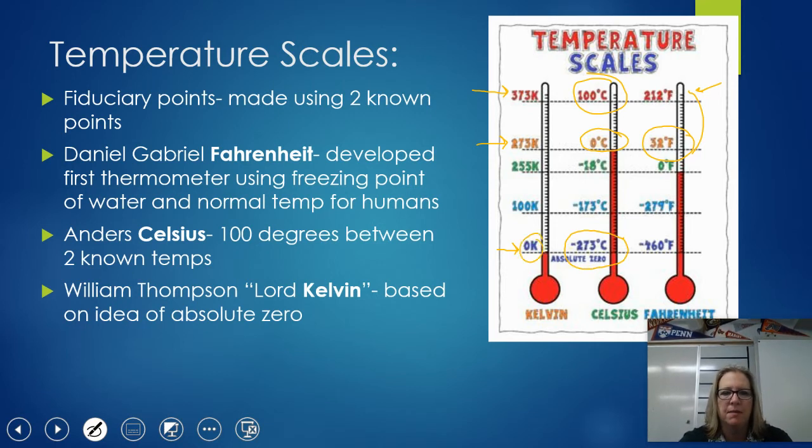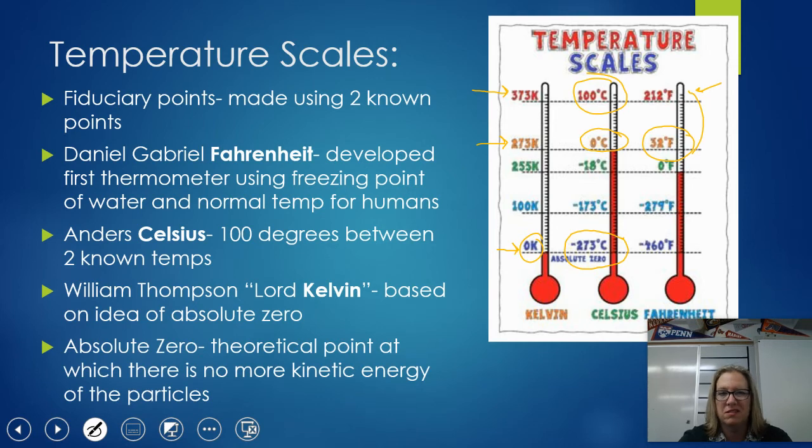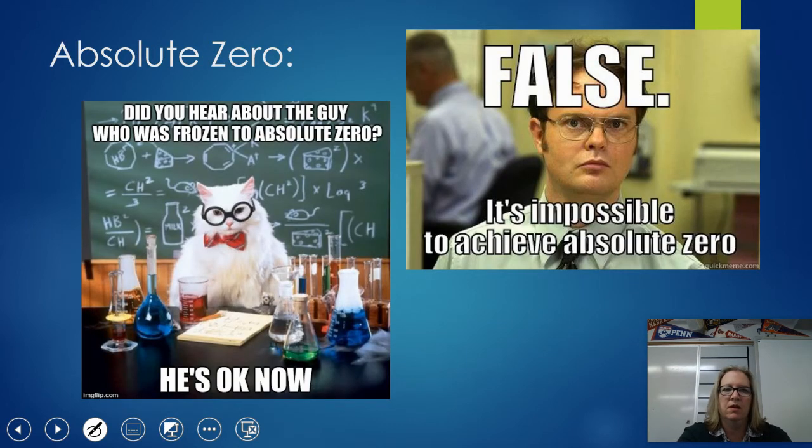Okay. And absolute zero is this theoretical concept. It's impossible to attain, but it's this theoretical concept that if you took enough thermal energy away from a substance, there'd be no more kinetic energy. The particles would not be moving at all. And so that would be absolute zero. That'd be 0 degrees Kelvin, okay? Which is false. It's impossible to achieve, which we're going to learn about in just a second, okay?